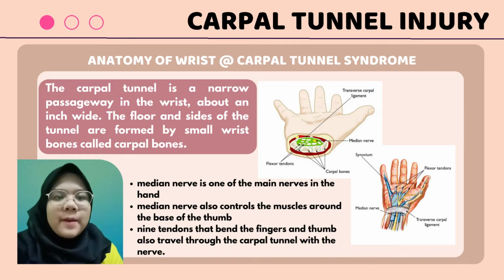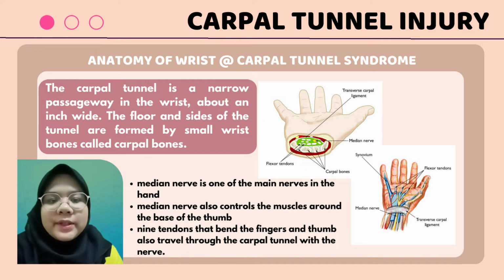Anatomy of the wrist for carpal tunnel syndrome. The carpal tunnel is a 1-inch wide passageway in the wrist. The tunnel's floor and sides are formed by small wrist bones, known as carpal bones. The roof of the tunnel is a strong band of connective tissue called the transverse carpal ligament. Because the boundaries are very rigid, the carpal tunnel has little capacity to stretch or increase in size.